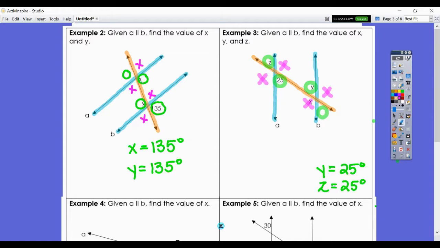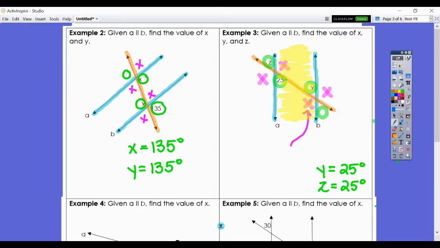So now, to find that pink value, I use the 25 with this x, knowing that they are consecutive interior. They're on the same side of that transversal. They're on the bottom of that orange line. And in the interior, if I were to highlight the interior here, it's sandwiched right between these lines in yellow here. So they're same side because they're on the bottom of the orange transversal. Same side interior, we know are supplementary.